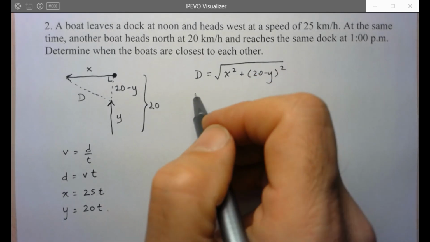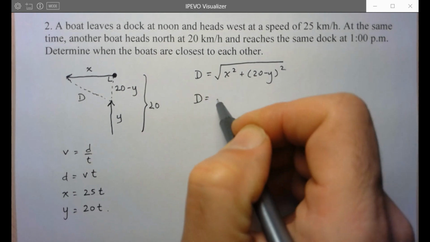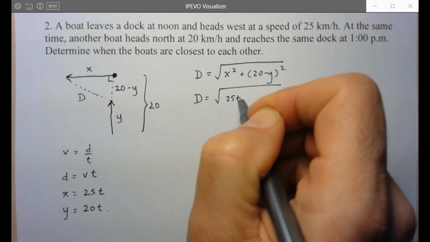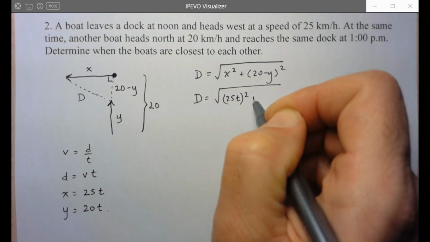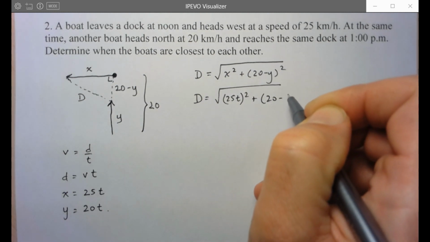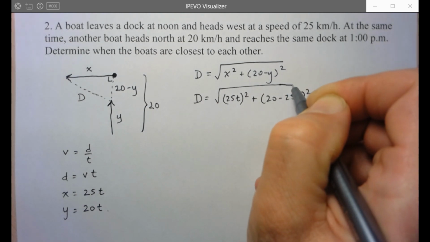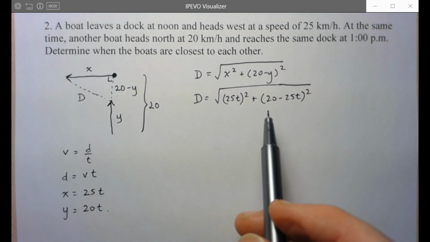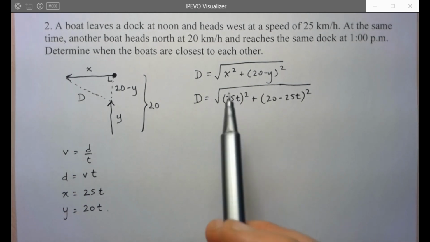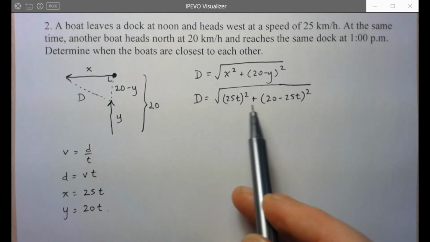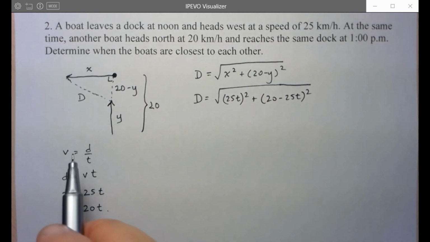So that means I can now rewrite my equation as the square root of 25t squared plus (20 minus 25t) all squared. And look what we have. We now have an equation for the distance between the two boats with respect to that one variable, time. So we've accomplished what we needed to accomplish.